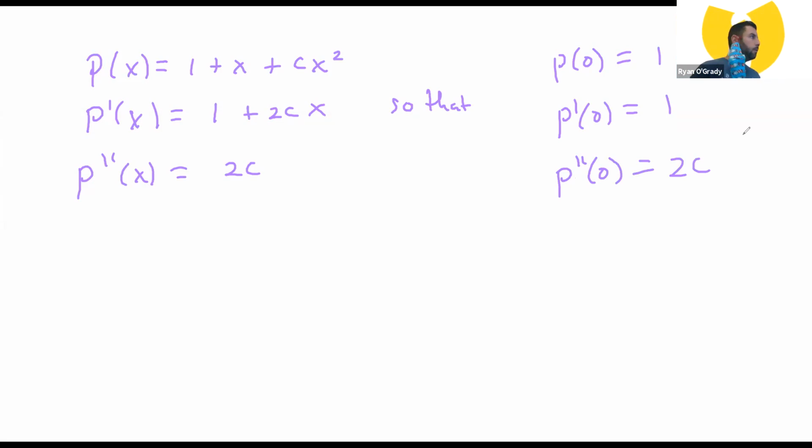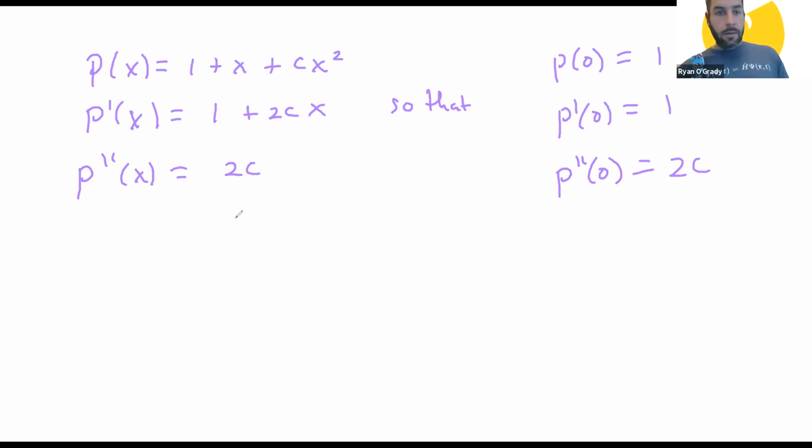Any comments, questions, curiosities? Okay, so what does all this mean? Well, these are the values of P at 0, the values of P prime at 0, and the values of P double prime at 0. So we need them to match.